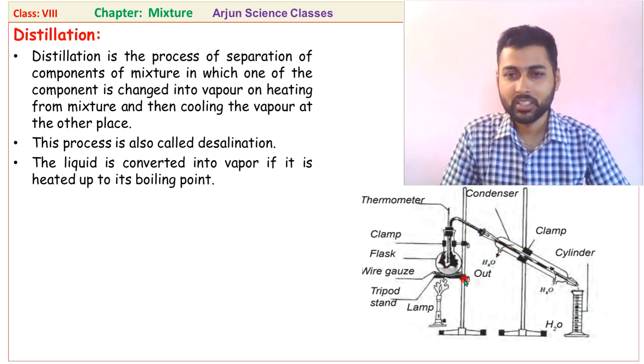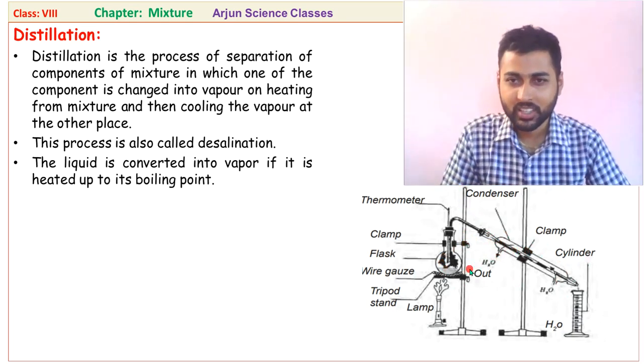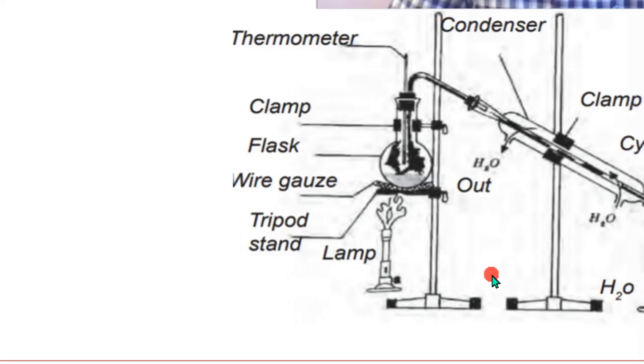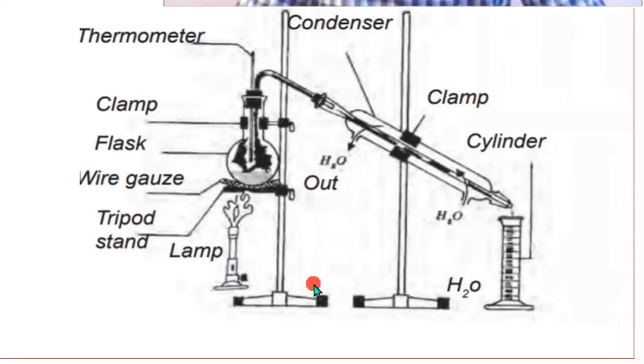For example, here you can see this is a long stand. This is a lamp, burner. This is a teapot stand, and here you can see wire gauze.